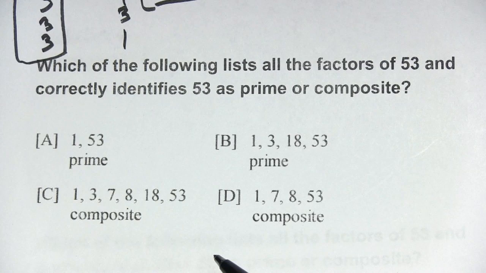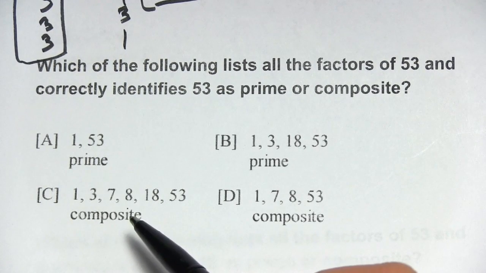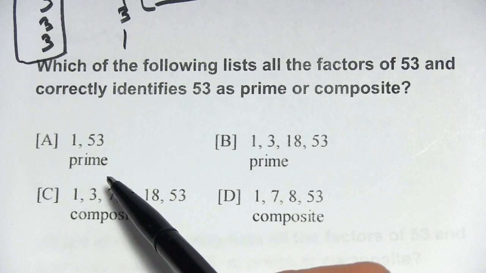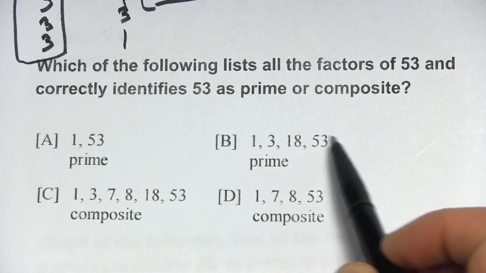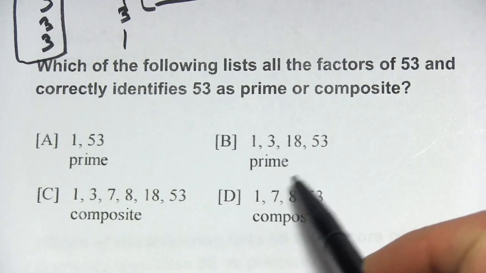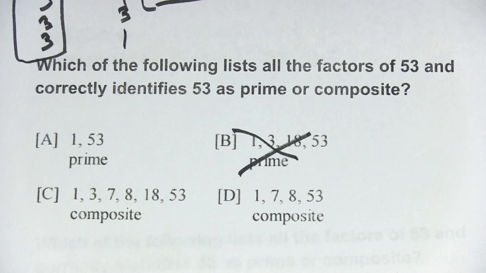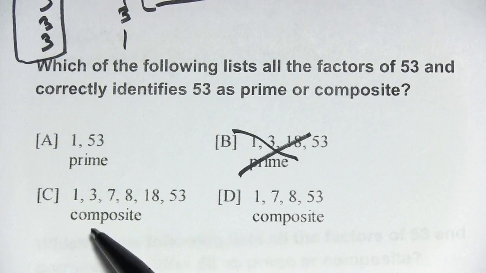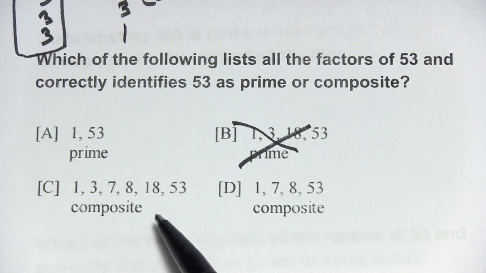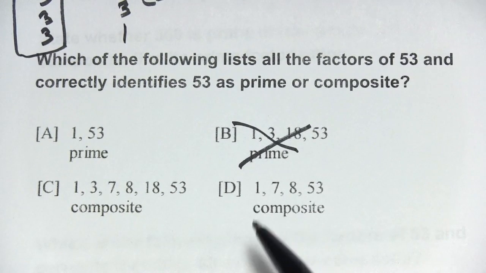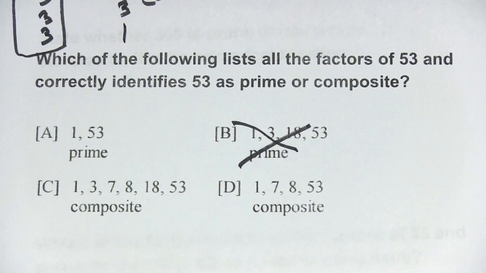Let's just look at the answers here for some clues. One answer is that it's prime and its factors are 1 and 53. Well, that's consistent. If it is prime, those are the only factors. This one says it's prime, but it has these 4 factors. That doesn't even make sense. A prime number wouldn't have any other factors, so I can just cross that one off the list. C and D are other options, show that it's composite. And I think I can use what's in the answer here to test this. Is 53 divisible by 3 or 7 or 8 or 18?